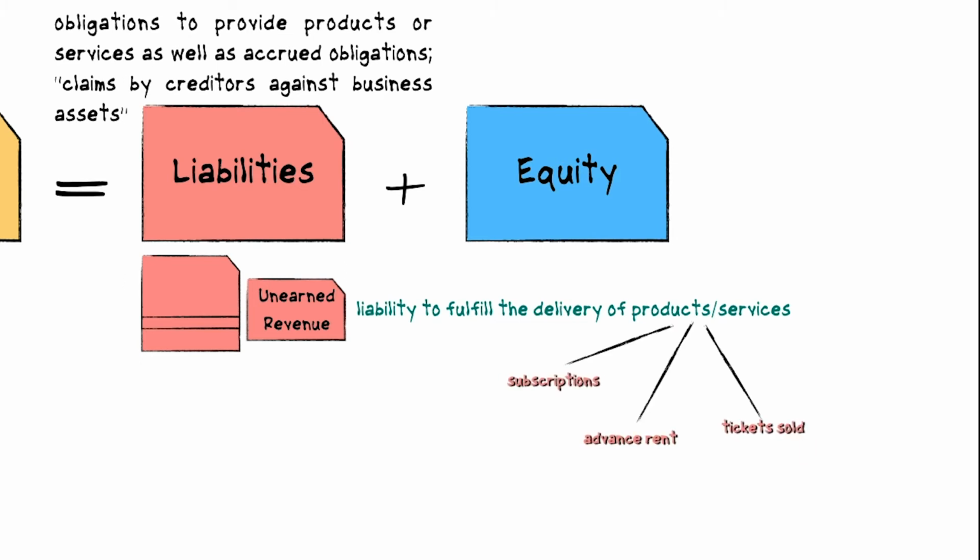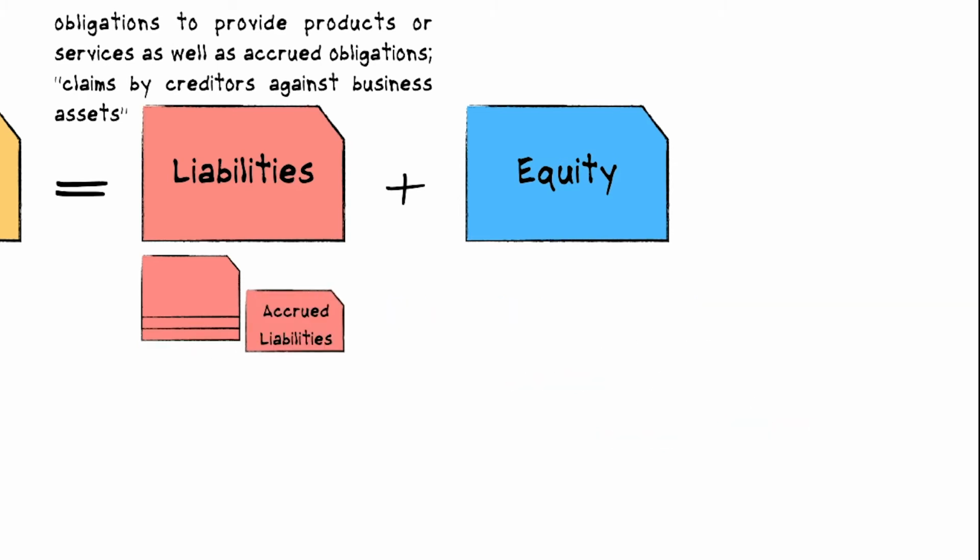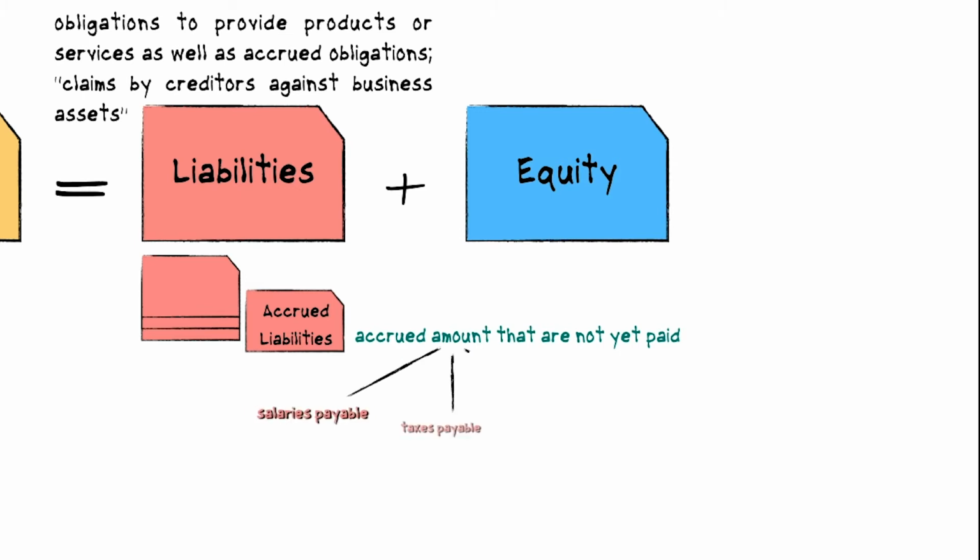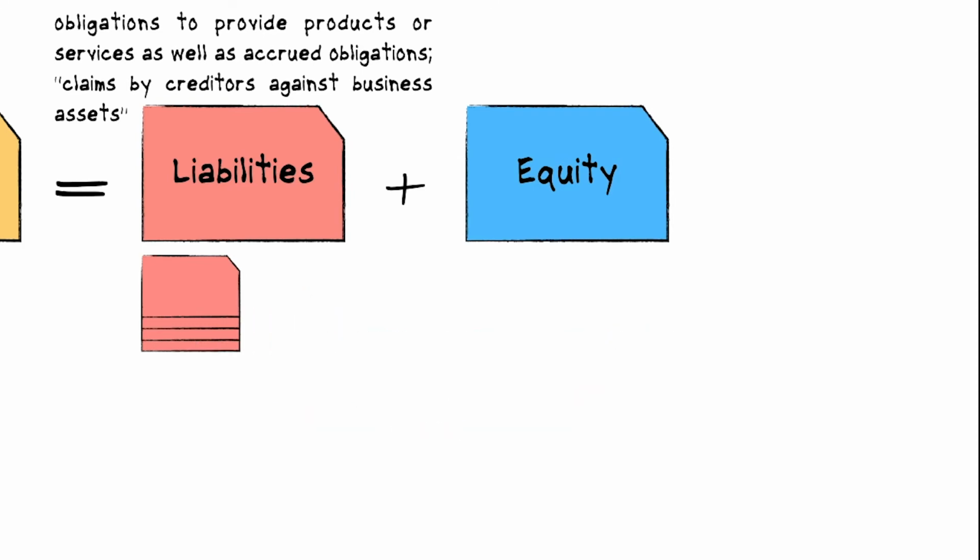Examples of unearned revenue include magazine subscriptions collected in advance by a publisher, rent collected in advance by a landlord, and season ticket sales by sports teams. Accrued liabilities are amounts owed that are not yet paid. They accrue or accumulate continuously over time, but are paid periodically. Examples are wages payable, taxes payable, and interest payable.